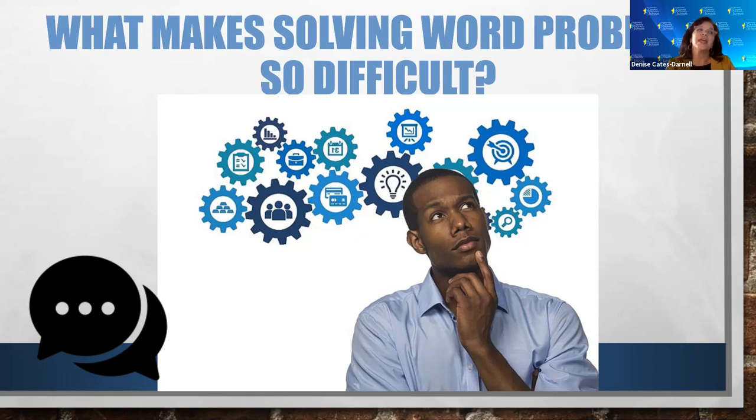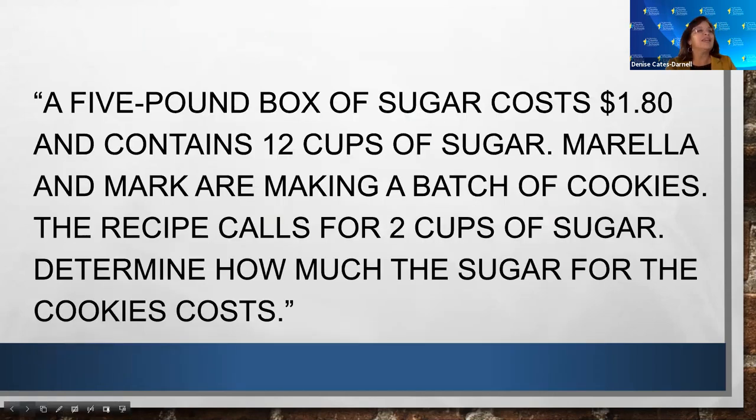So let's take a look at a few and see what we can find out when we take a look at these problems. A 5-pound box of sugar costs $1.80 and contains 12 cups of sugar. Marilla and Mark are making a batch of cookies. The recipe calls for 2 cups of sugar. Determine how much the sugar for the cookies costs.